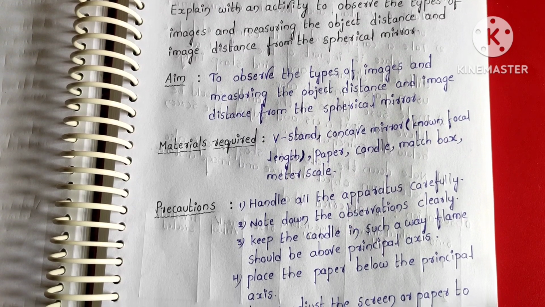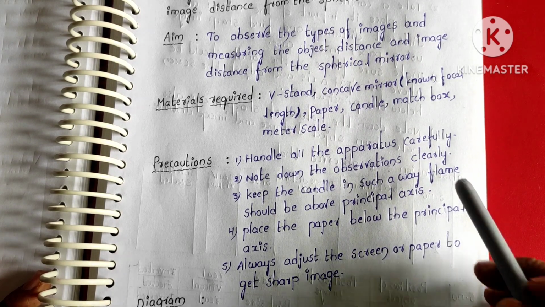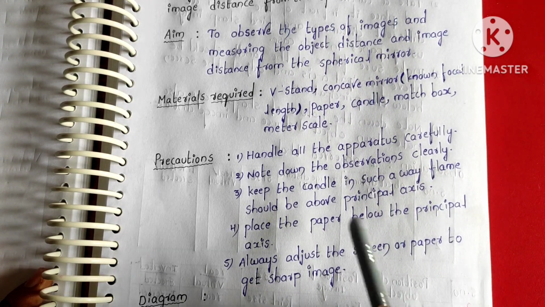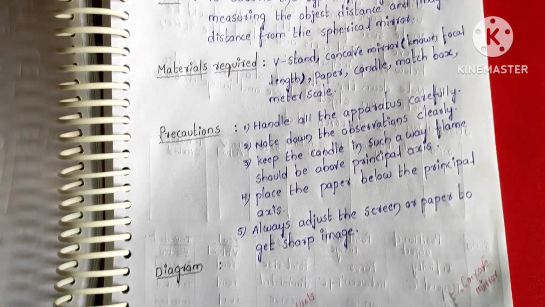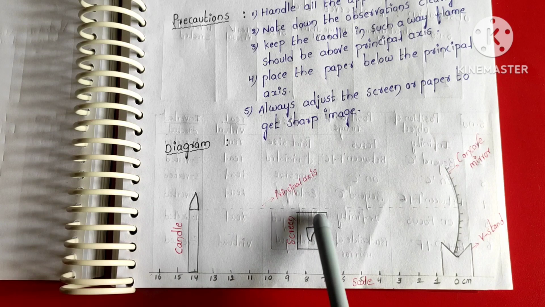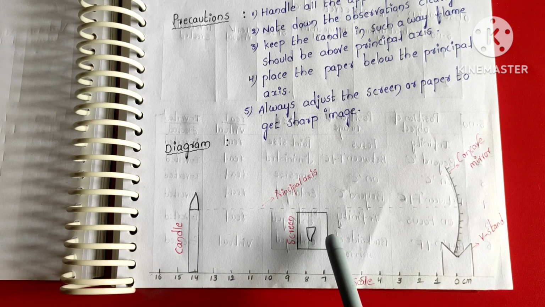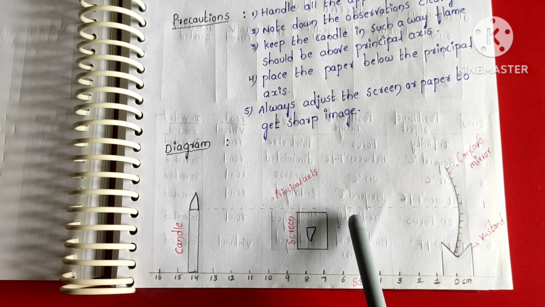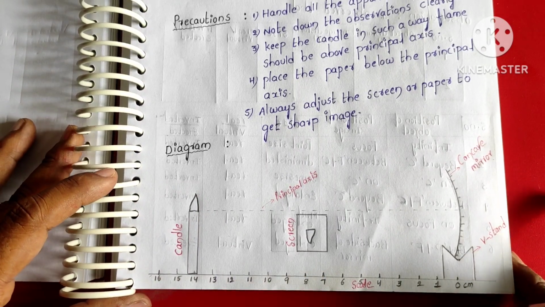Now for doing this activity, we need to take some precautions. Handle all the apparatus carefully, note down the observations clearly. Always keep the candle in such a way that the flame should be above the principal axis. This is very important. When you look at the diagram, you can see this is the basic diagram. If you place a concave mirror, and this is called the principal axis, always place the candle in such a way that the flame is above the principal axis, and whenever you are moving the screen, it should always be placed below the principal axis. It's very important. Flame should be above the principal axis, screen should be below the principal axis.